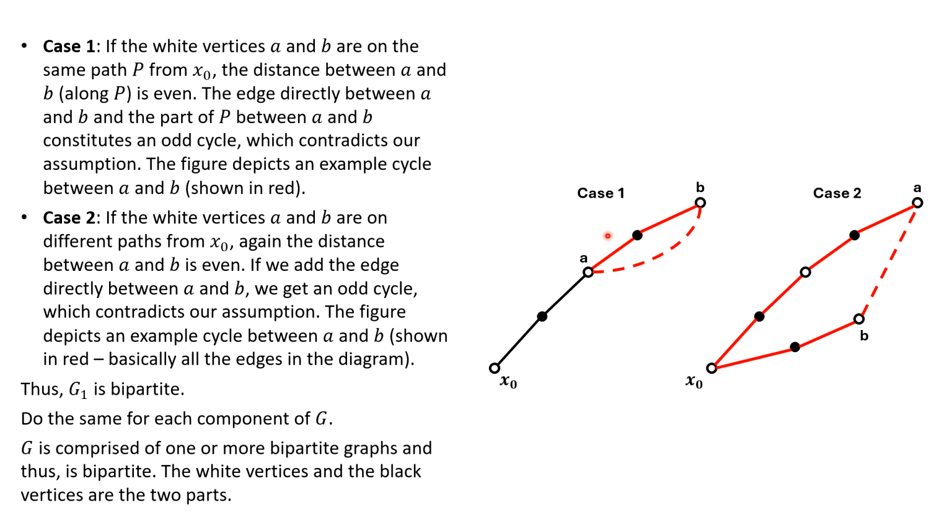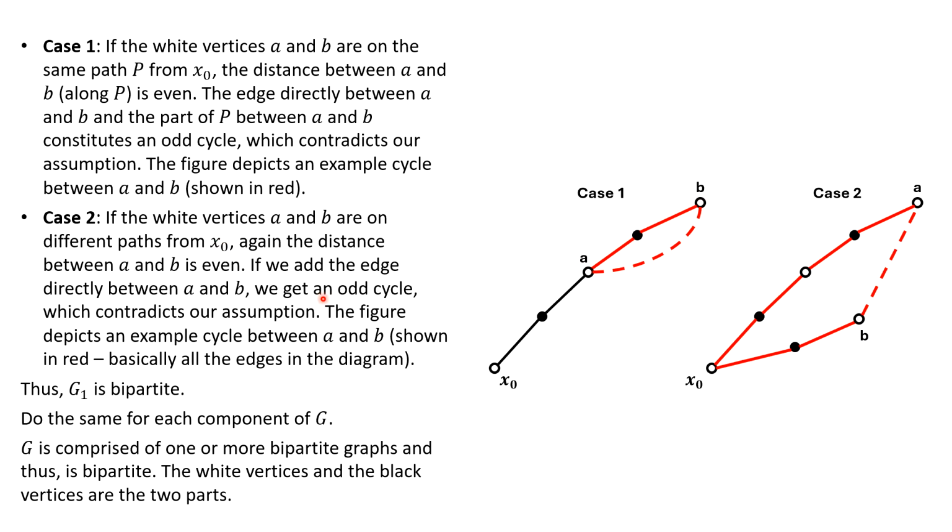So this is the figure here. That would be the red. And of course, it doesn't need to be 2 here. I draw it as 2, but it could be any even number that has the distance between A and B. And when you have this edge, if you assume you have an edge directly between A and B, then that gives you an odd cycle.